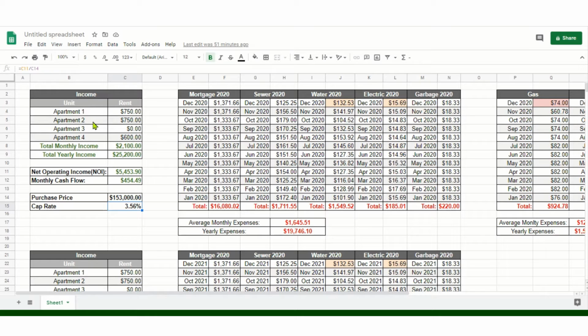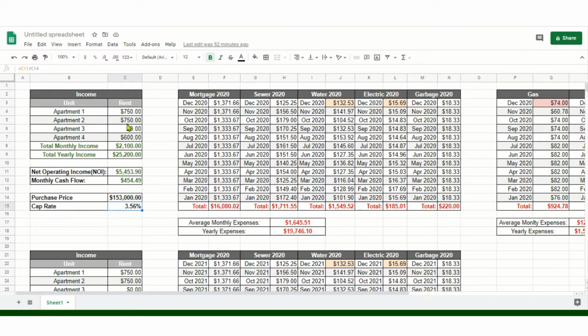So I'll jump into the expenses in a second, but just to point out, there are 4 units. This is the rent for each one. I put 0 for this one here because that's the one we live in, and we don't pay rent to ourselves, obviously. But this is how I figured out what our monthly and yearly income is.